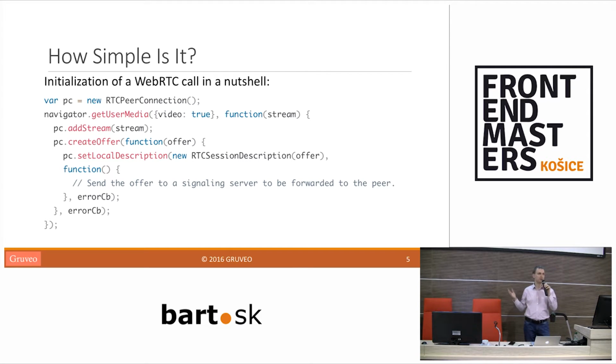Then you generate something that's called an offer in WebRTC terminology. We'll get to it a bit later. You set it as a local description and forward it to the other peers so that the connection can take place. So, as you can see, it's quite simple. There are JavaScript objects that allow you to manipulate seemingly complex things like establishing a peer-to-peer connection.